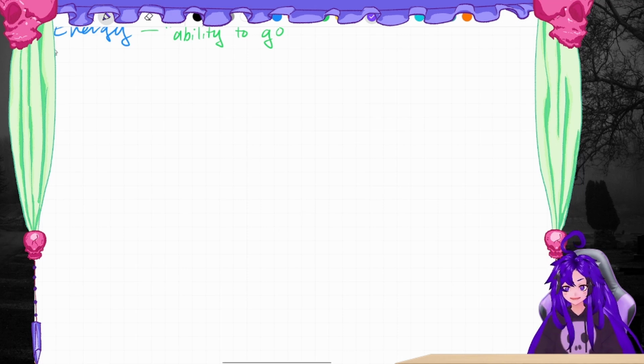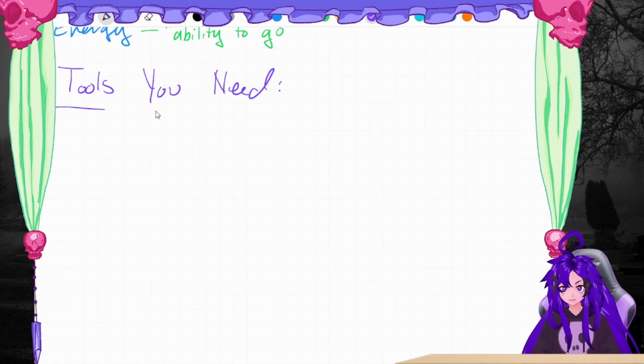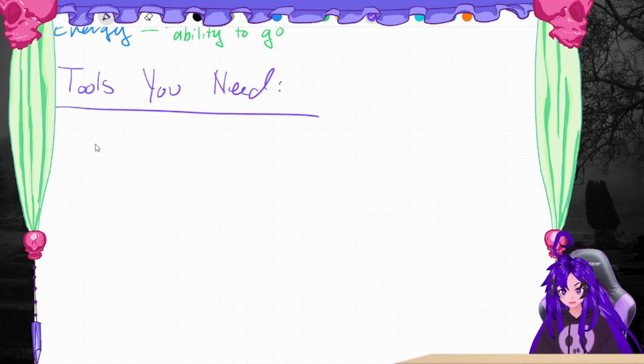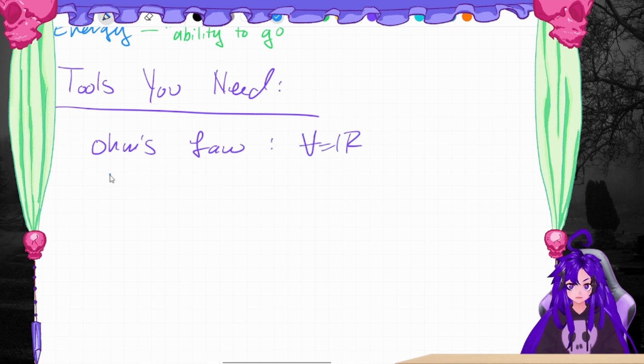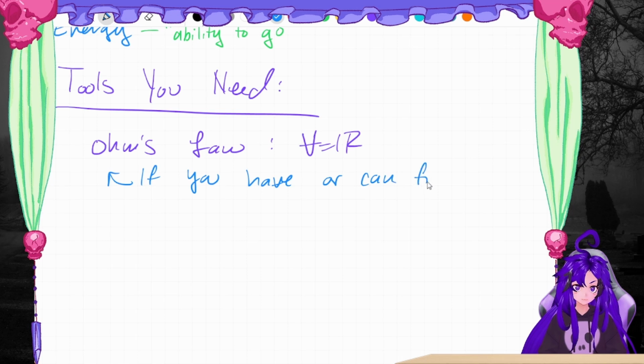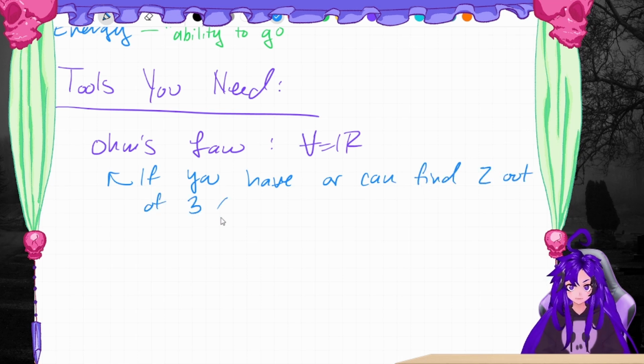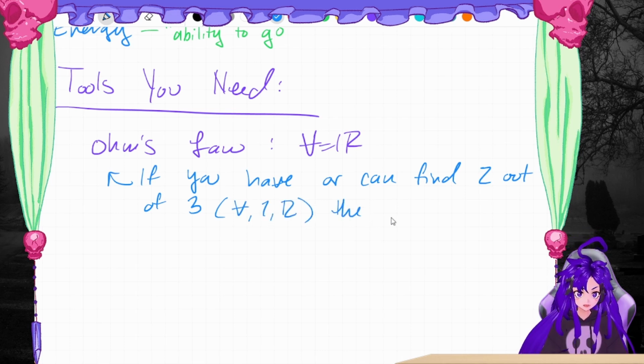Next thing we're going to do is look at the tools you need. This is your bag of tricks. This is your toolbox. Things like Ohm's law. Ohm's law is V equals IR, which means that if you have or can find 2 out of 3, voltage, current, resistance, then you have the third one.